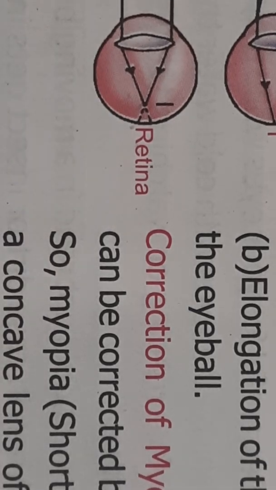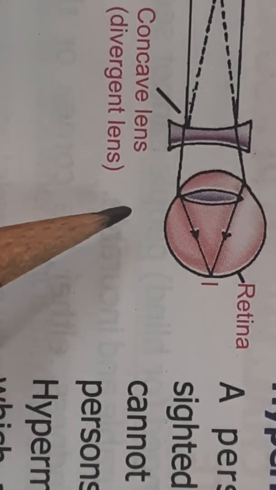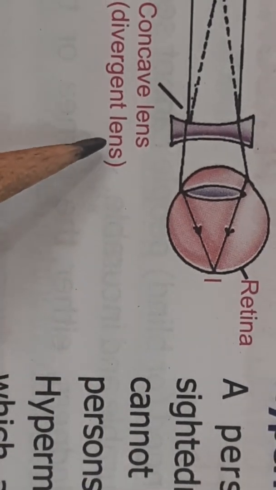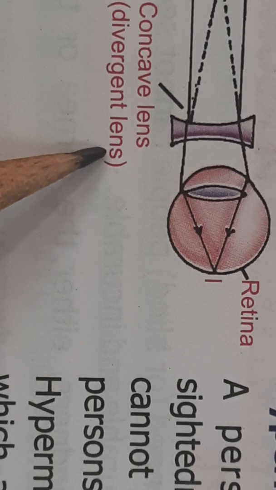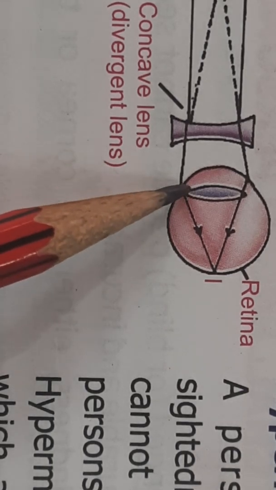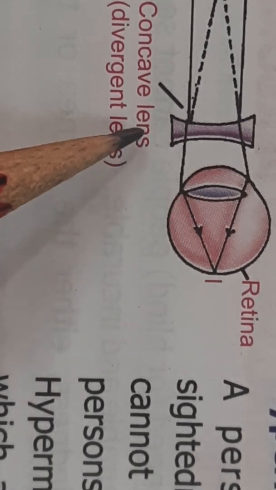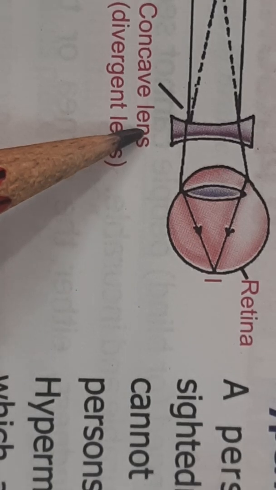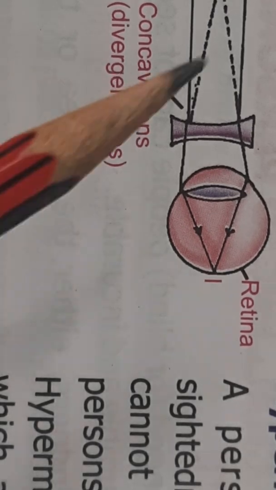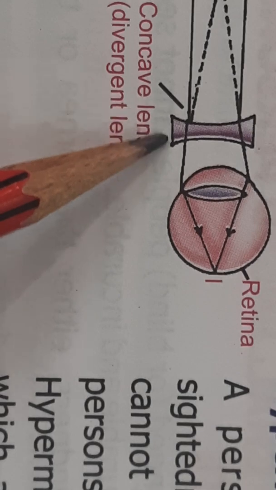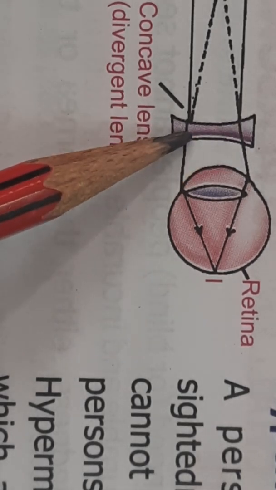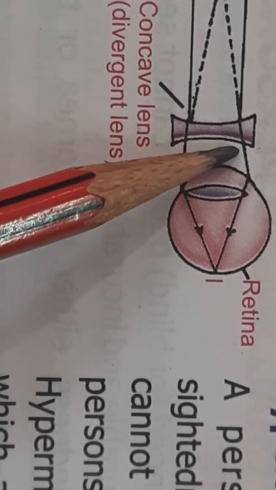And how can you correct this? This can be corrected here by using a concave lens, divergent lens. Okay, so myopia can be corrected by using a concave lens of suitable focal length. Now when you use a concave lens, that is, in your glasses, in specs, see, it is becoming, what is it doing?